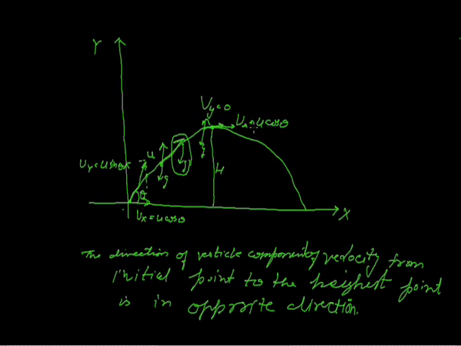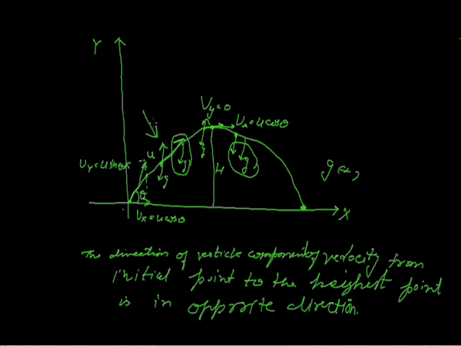When the particle crosses the highest point, the horizontal component will remain constant again. Ux is equal to u cos theta. Ux remains constant, and the y component changes direction, which is downward, and the direction of gravity is also downward. So from the highest point to the end point, the direction of velocity and gravity is the same. So we take g as positive here.